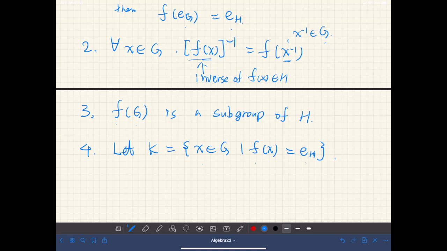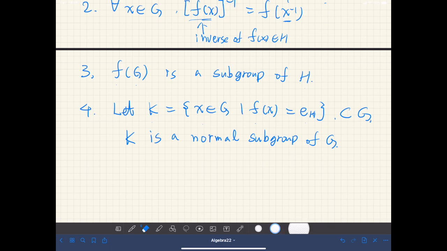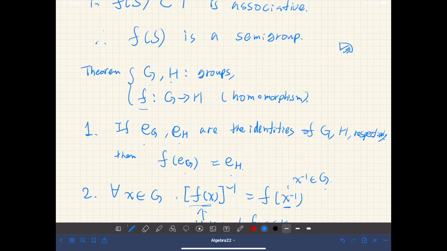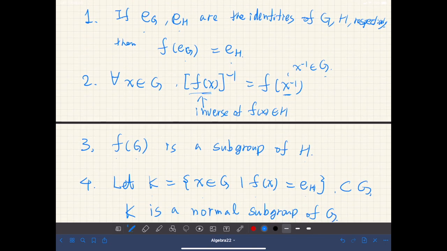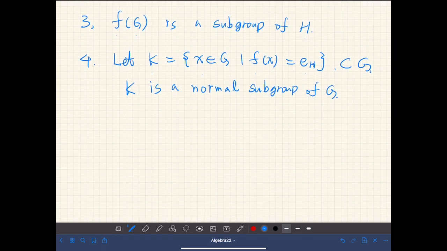But anyway, if we define this set K, then K is a normal subgroup of G. K is a subset of G, of course. So between two groups and a homomorphism, we have these 4 results. So let's prove this.